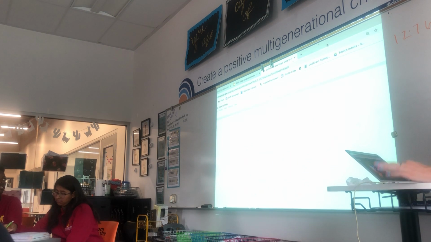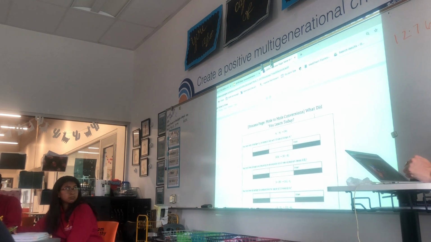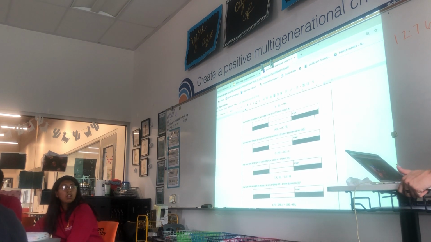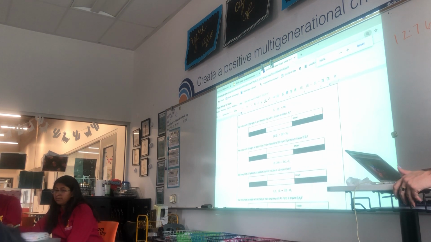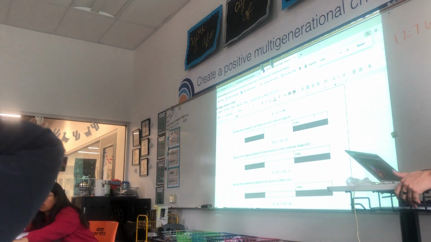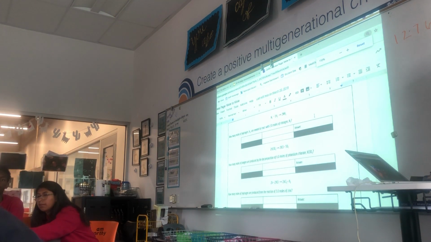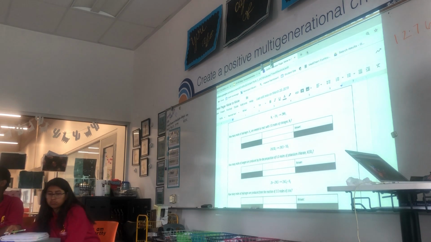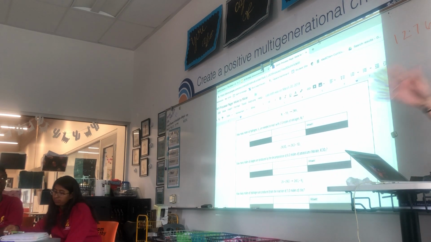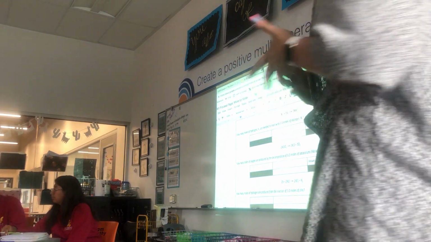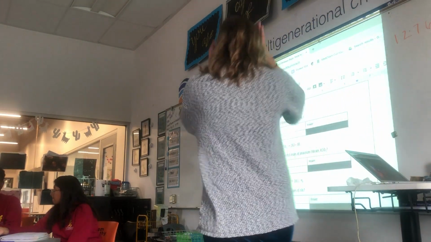Okay, so you have a process page that looks like this that may or may not be glued into your notebook, but should be glued into your notebook before you leave today. We're going to try and get through as many of these as we can, and then I am going to give you your doodle notes page if we have extra time. If we don't have extra time, we'll do it tomorrow. So, starting with this one.